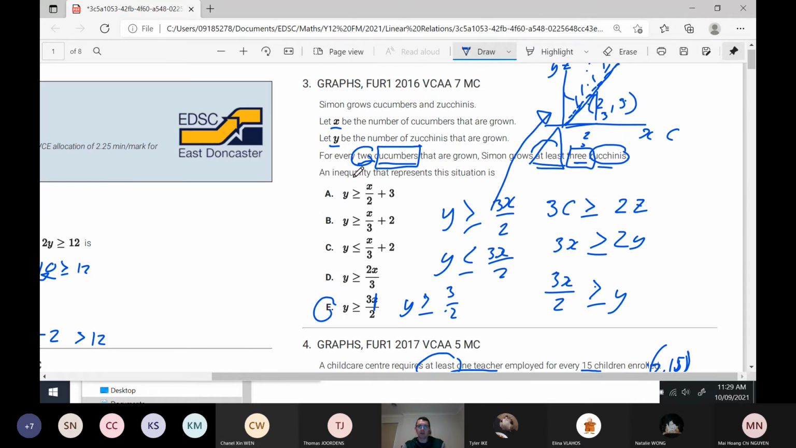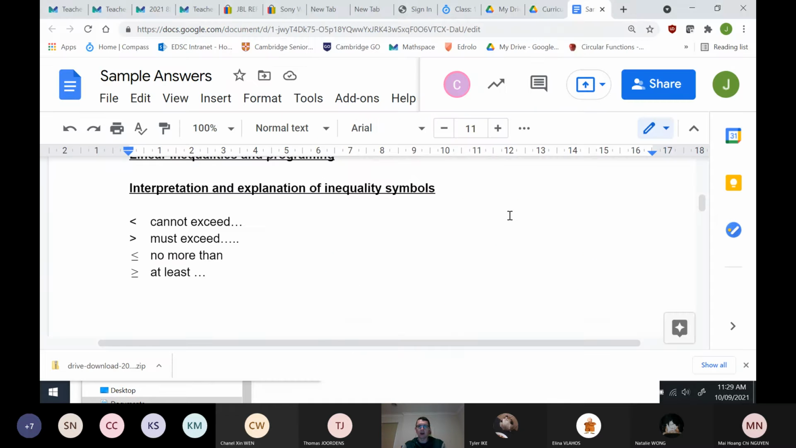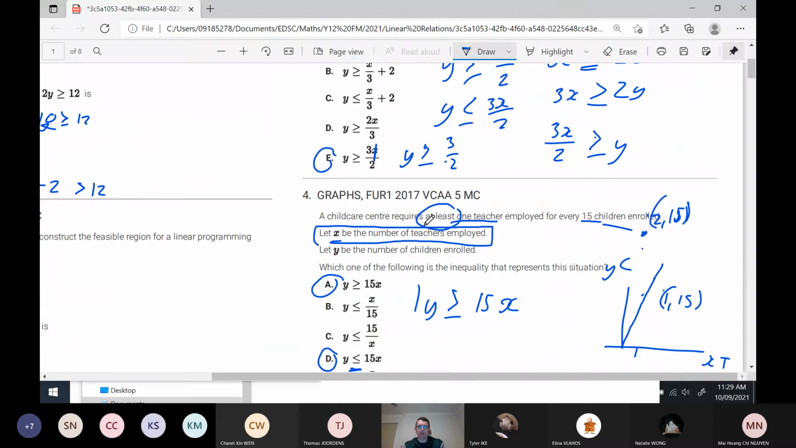So the difference here between these: for every 2 cucumbers grown, Simon grows at least 3 zucchinis, right? When it's written in a format like that, you'll find your hack will work pretty well. But at least 3 zucchinis, okay? When it says at least 3 zucchinis, notice that the inequality is that way, attached to the zucchinis. So at least zucchinis. So what I need to do here is, it says a childcare centre requires at least 1 teacher. Now see, that's put together.